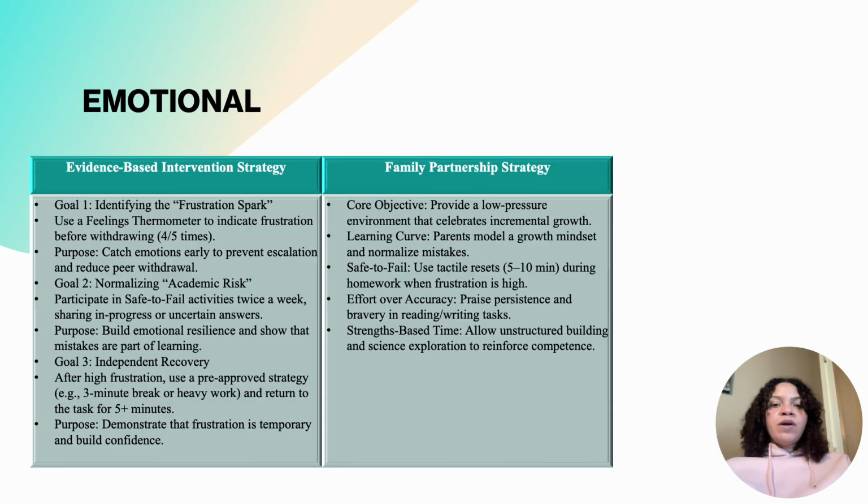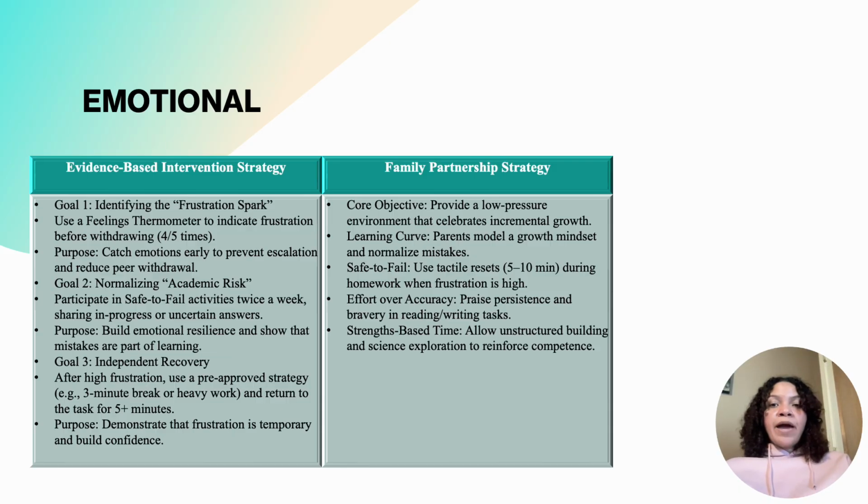The safe-to-fail zone. Homework sessions will be framed as practice labs. If Jordan reaches a level 4 on his feelings thermometer, parents will implement the tactical reset, 5 to 10 minutes of building or physical movement, to help him regulate his nervous system before re-engaging.